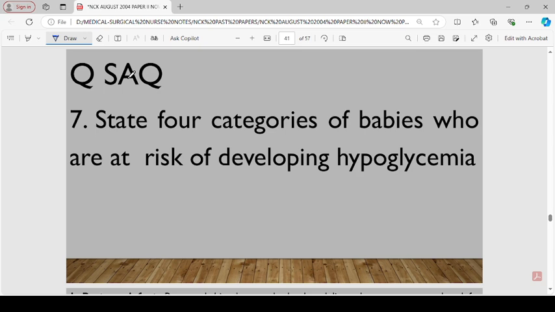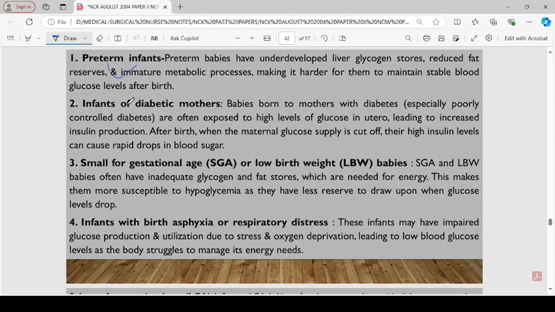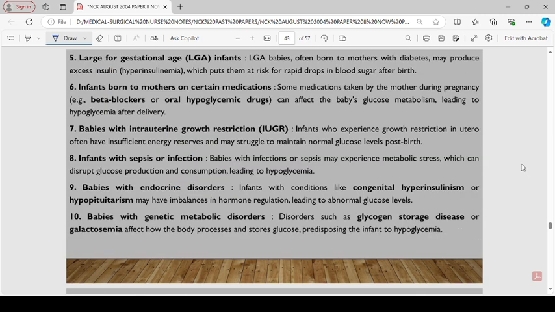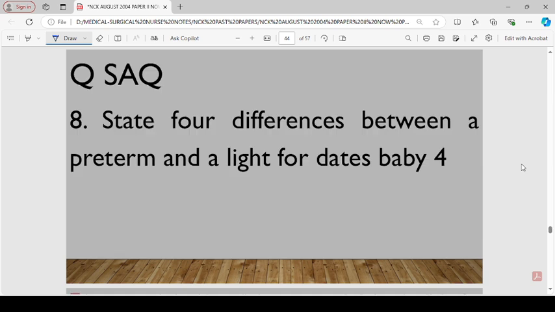Question number 7 was state 4 categories of baby who are at risk of developing hypoglycemia, right? Could be preterm babies, infants of diabetic mothers, small for gestational age or low birth weight babies, infants with birth asphyxia or respiratory distress, large for gestational age, infants born to mothers who are on certain drugs like the beta blockers or the oral hypoglycemics, babies with intrauterine growth restriction, infants with sepsis or infections, babies with endocrine disorders, babies with genetic metabolic disorders, right?